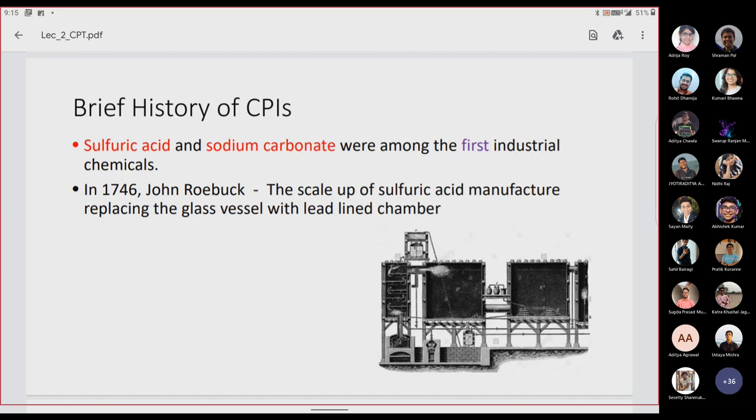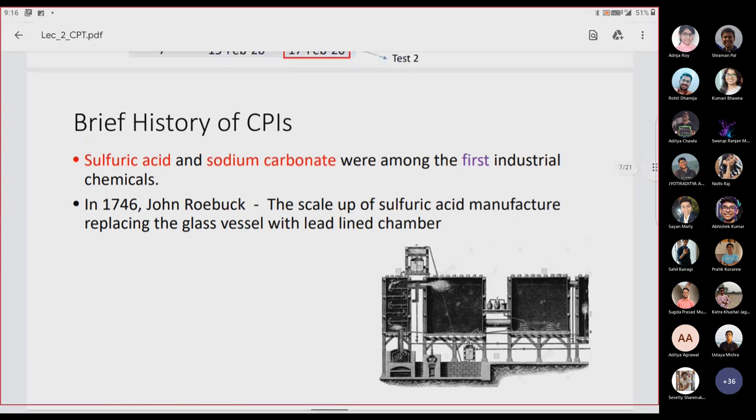So, CPI is the chemical process industry. Just to give a very brief history of the chemical process industry, I have a few slides. The first chemicals produced on a moderately large scale, not very high but moderately large, are sulfuric acid and sodium carbonate. These are the two chemicals that were produced industrially. Chemistry had evolved much earlier, but the shift was from laboratory scale to larger scale. Moderately large scale here does not refer to the current large scale, but to something beyond the laboratory scale. These are the chemicals that were converted from laboratory scale to industrial scale.